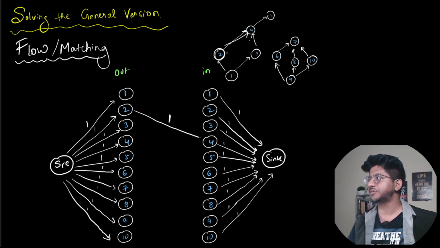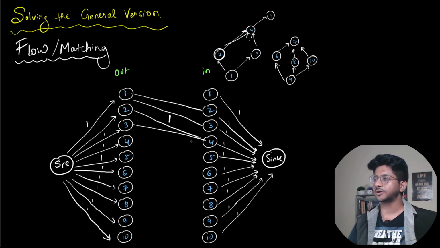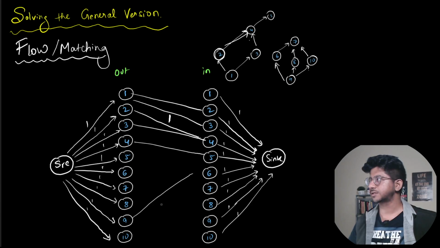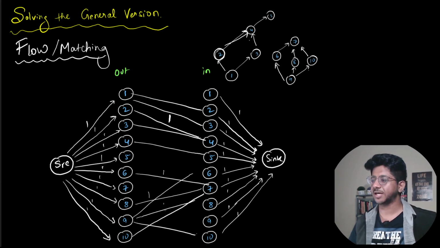If there is a connection between 1 and 2, we will connect 1 to 2. If there is a connection between 1 and 3, we'll connect 1 to 3, and then 3 to 4. Whichever edge exists, we will connect those two nodes from out to in. So that's how we will do it. 4 to 5, then 9 to 6, 9 to 8, 9 to 10, then 6 to 7, 8 to 7, 10 to 7. All of these are going to be edges of weight 1.